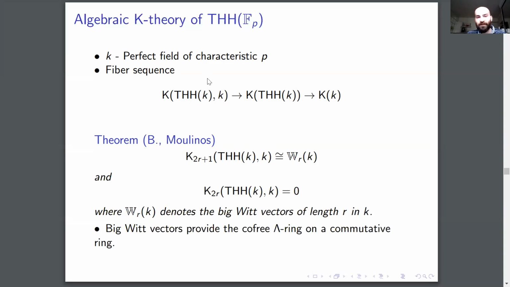So K equals FP. This will give you the relative K-theory between THH of FP and FP, right? So this gives you this guy, right? And then this is due to Coulomb. So we obtain this one. That's nice. Thank you.